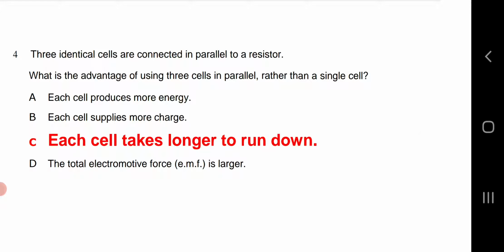Question number 4. Three identical cells are connected in parallel to a resistor. If identical cells are connected in parallel, then the overall voltage will remain the same in the parallel configuration. However, the advantage of this parallel configuration is that each cell will take longer to run down. That is, each cell can supply current for a longer duration of time. So option C.